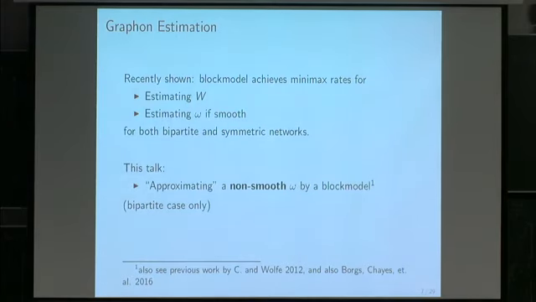Harry talked about some strong results. What's recently been shown is that minimax rates are known for estimating the underlying probabilities for the matrix that you drew, and for estimating the entire function if it's smooth. That applies for both bipartite and symmetric networks. In this talk, we're not going to estimate it because we're not going to have enough assumptions to do consistent estimation. We're just going to try to approximate a non-smooth omega by a block model. I put approximation in quotes because I need to make that a little bit more precise in two slides. And it'll be just for the bipartite case here.